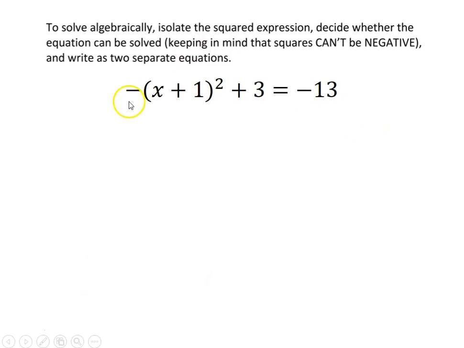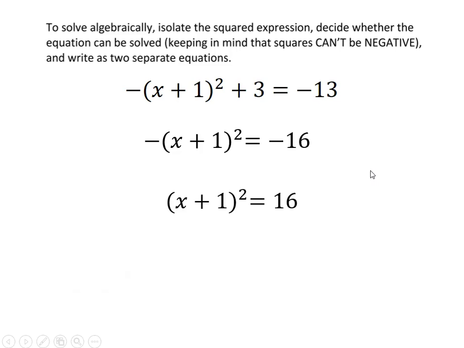So what does that mean? If we have negative quantity x plus 1 squared plus 3 equals negative 13, we're going to isolate the squared expression. So I'm going to subtract 3 on both sides. Gives us negative 16 on the right-hand side. Plus 3 is gone. Then we're going to divide by negative 1 to get rid of the negative there. So we get x plus 1 quantity squared is equal to 16.